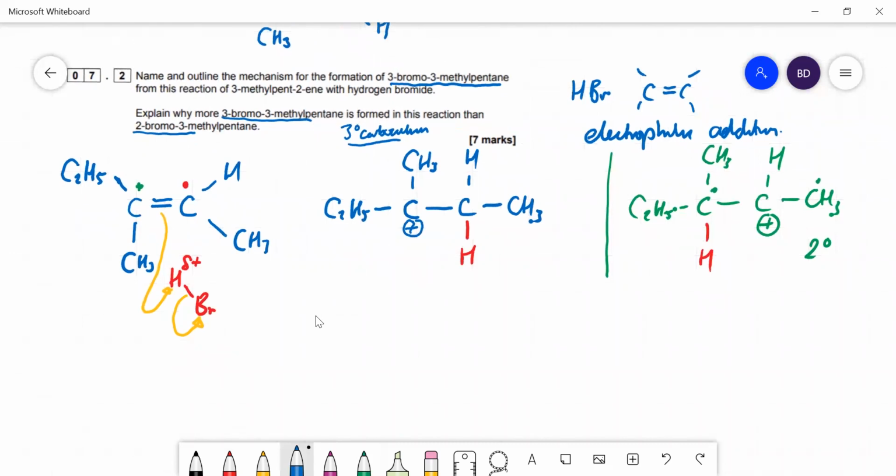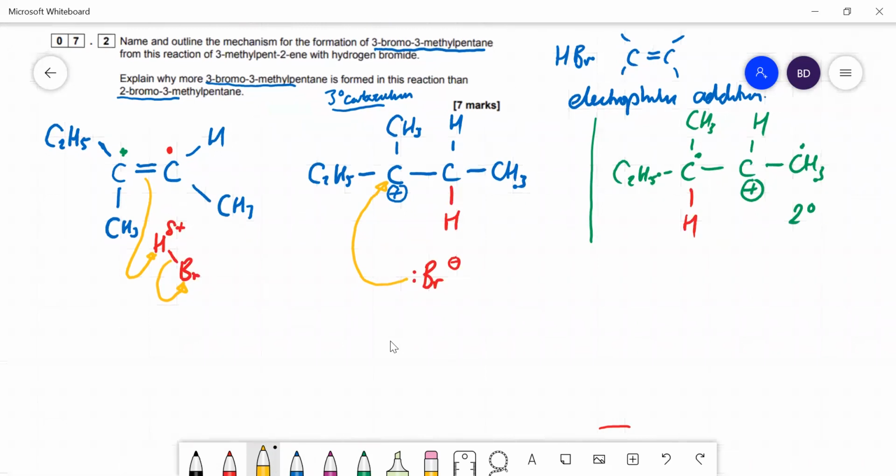Now we've got Br minus formed also. There's actually 4 lone pairs there. We just draw one of them, and that lone pair is going to go there to form a bond to that carbon, the carbocation carbon. And we are going to get the final product, which is 3-bromo-3-methyl-pentane.